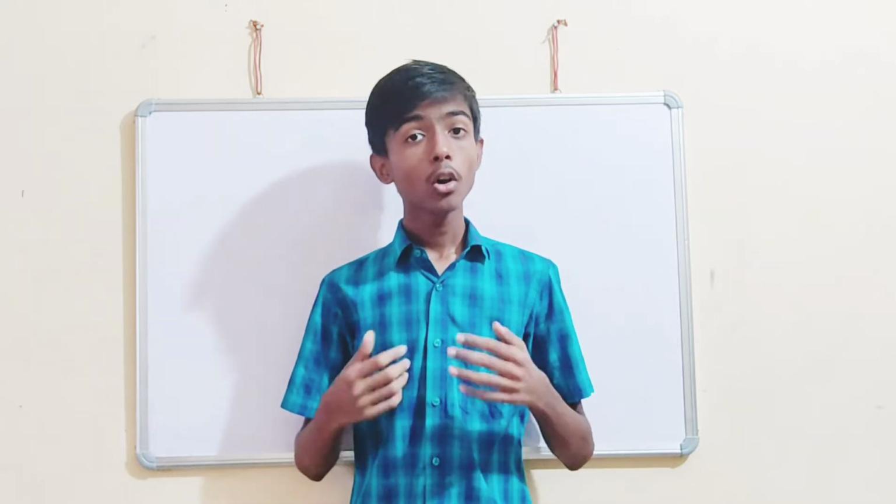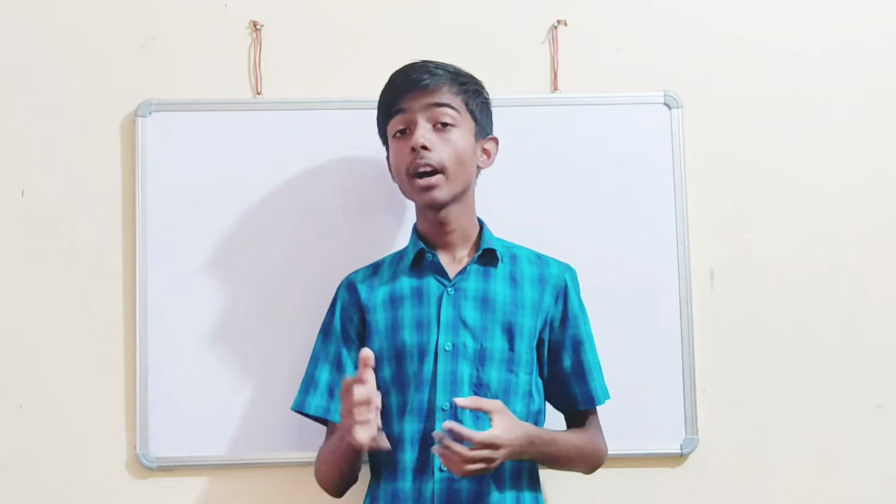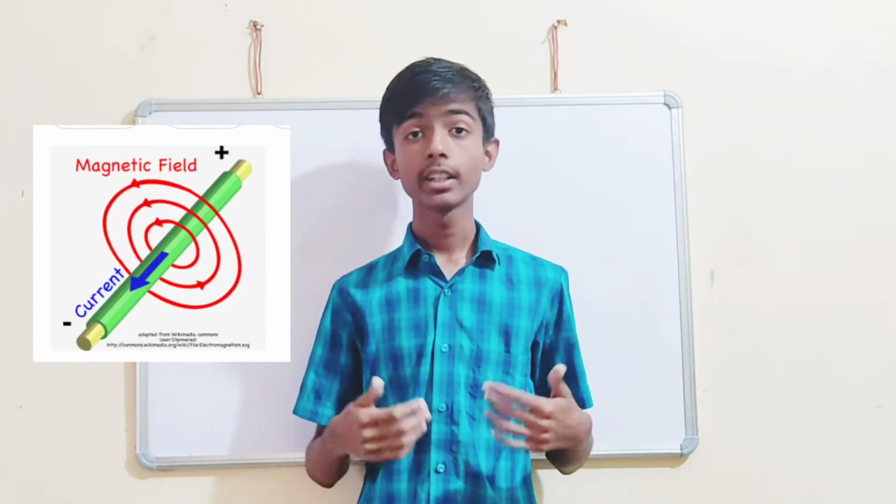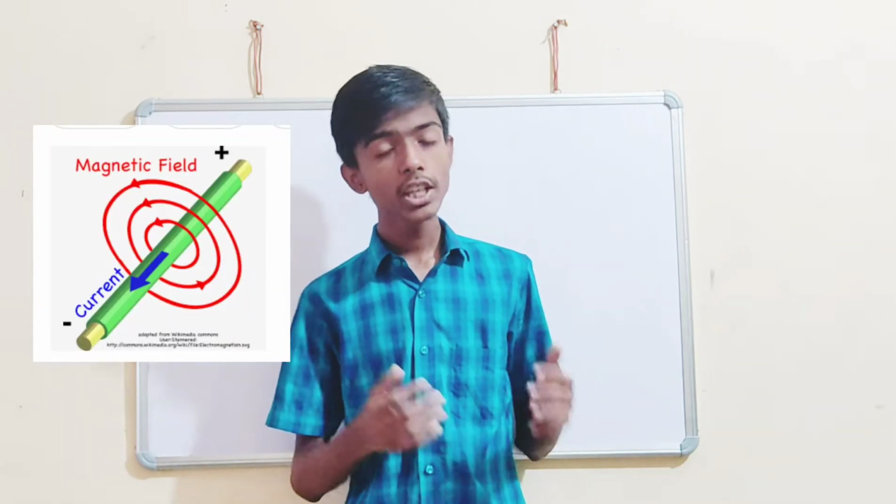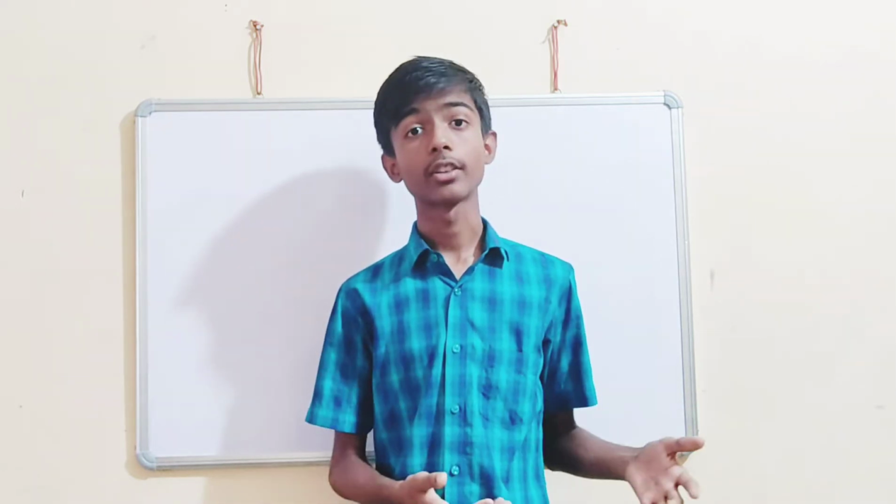The story of electromagnetism begins when Ørsted discovered that a steady electric current moving through a wire creates a magnetic field, and later we got to know that a changing electric field creates a magnetic field and a changing magnetic field creates an electric field. Now here comes James Clerk Maxwell, a physicist.